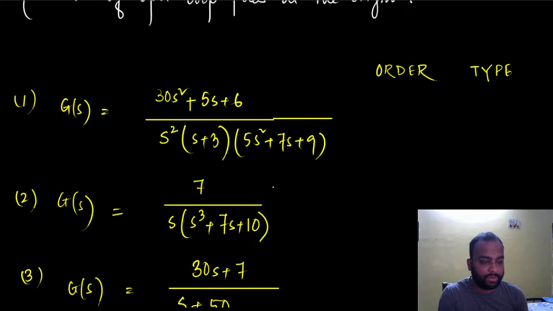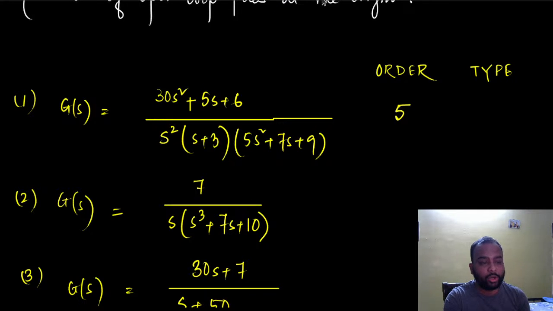Someone here is confused. I think you are confusing order and type. Order is the order of the denominator's polynomial. Here, for this one, what is the order of the denominator's polynomial? It is 5. If you multiply everything, the highest power of s would be 5. So it's a 5th order polynomial.